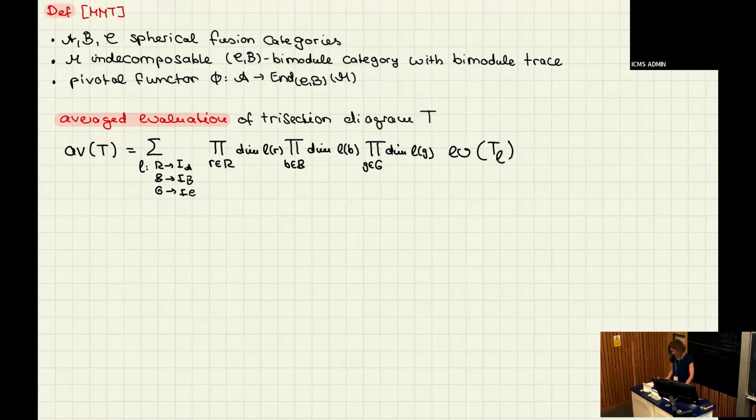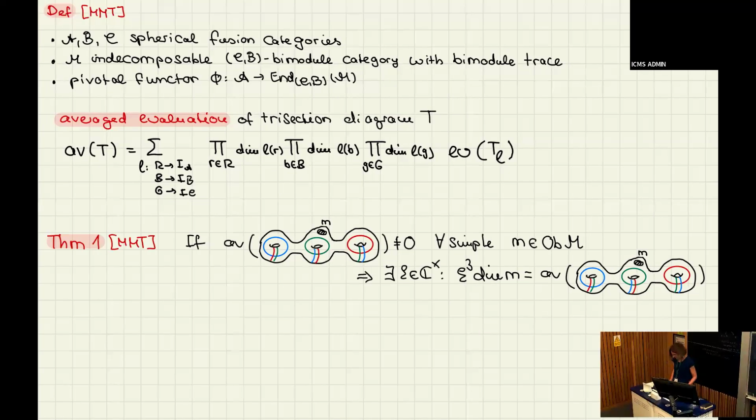And then we just define the averaged evaluation of a trisection diagram as the sum over all labelings here of red curves with objects of A, blue curves with objects of B, and green curves with objects of C. And then we multiply with the dimensions of all the labels, and then we just evaluate the labeled diagram. So this is something that we can do, and it gives for each trisection diagram a number.